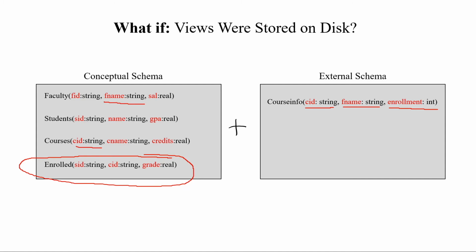And this is why we don't keep view data on disk. Generating the records for your views relation on the fly will avoid these inconsistency issues and keep your conceptual schema working as intended.